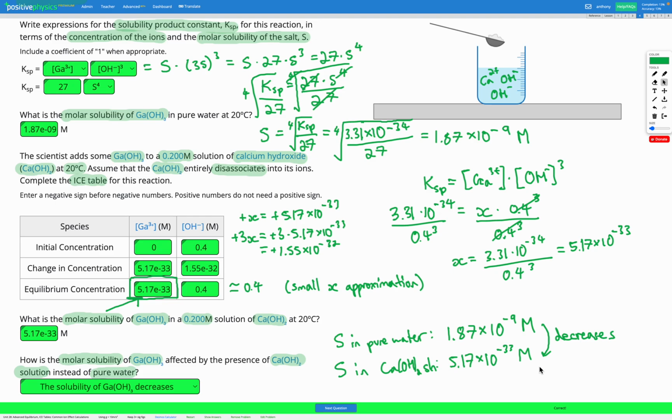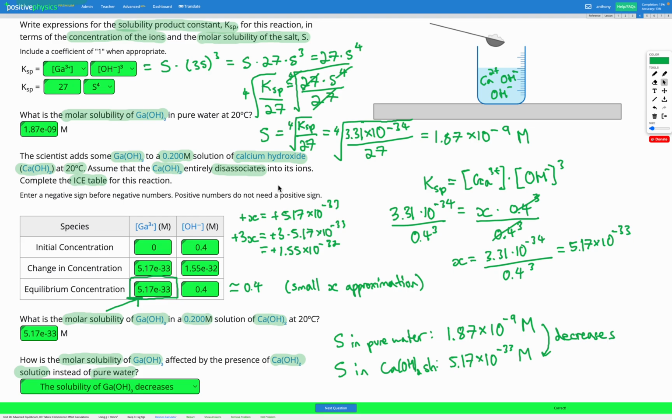So this is a calculation that proves the questions we've already done on the common ion effect. Here we're talking about the solubility of gallium hydroxide in the presence of calcium hydroxide. Hydroxide is our common ion there. So because we have added hydroxide in the products of our equation, our equilibrium is going to shift to the left towards the reactants, which is the solid, decreasing the solubility of our salt. And that's exactly what we found here. The solubility decreased from 1.87 times 10 to the negative 9 molar in pure water to 5.17 times 10 to the negative 33 molar in calcium hydroxide solution.